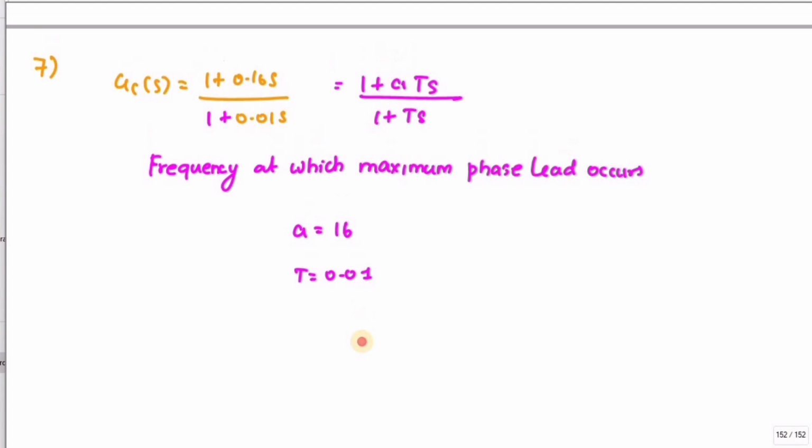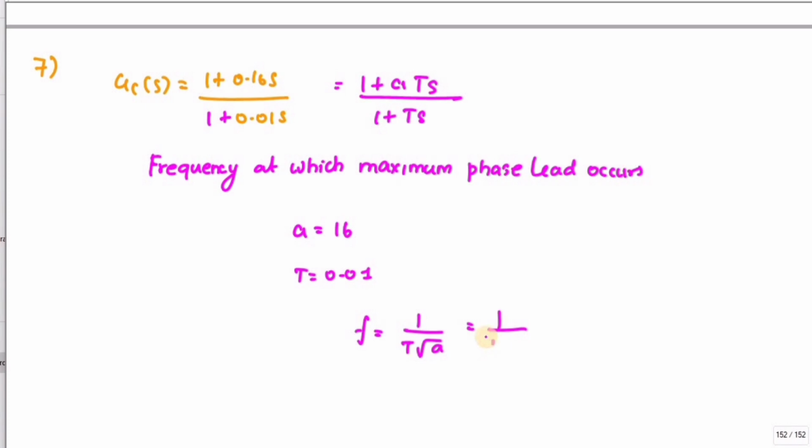Let us discuss one problem. G of S is equal to 1 divided by 1 plus 0.16 S divided by 1 plus 0.01 S. It has to be in the form of 1 plus A T of S divided by 1 plus T of S. So they are asking to find the frequency at which the maximum phase lead occurs.